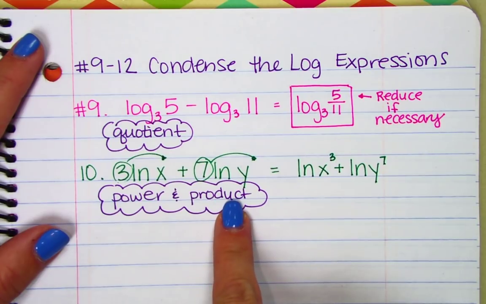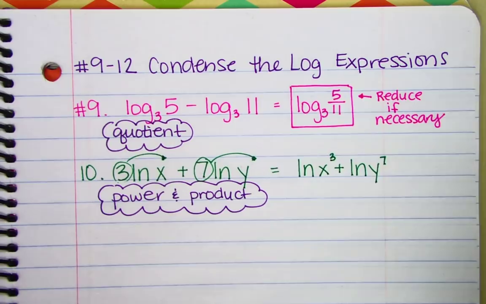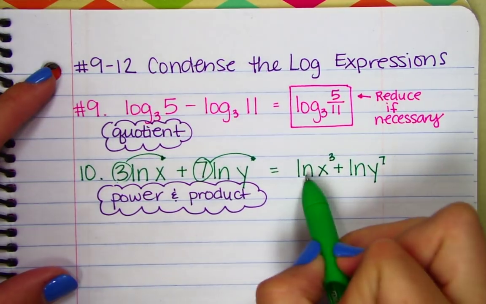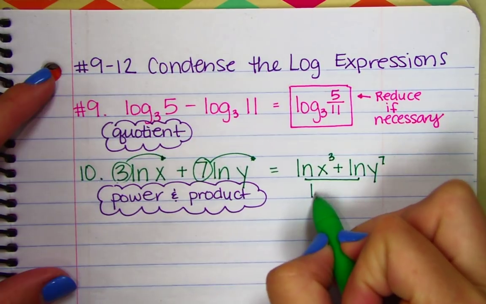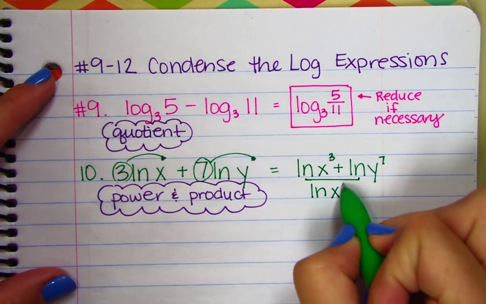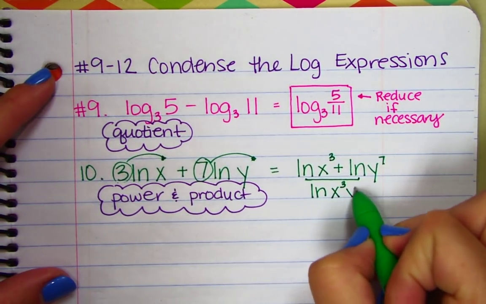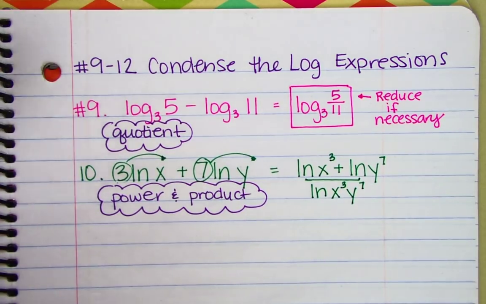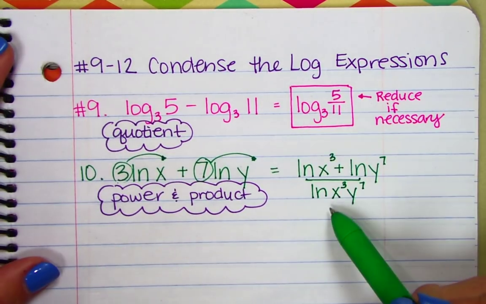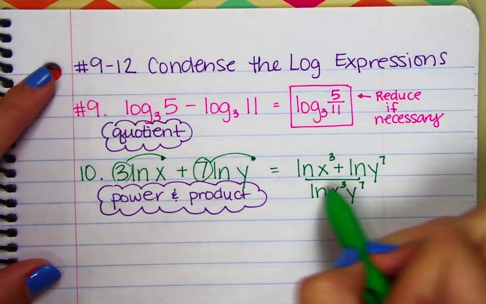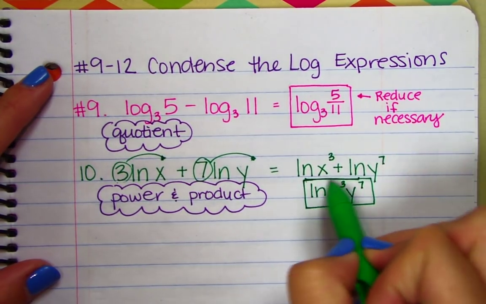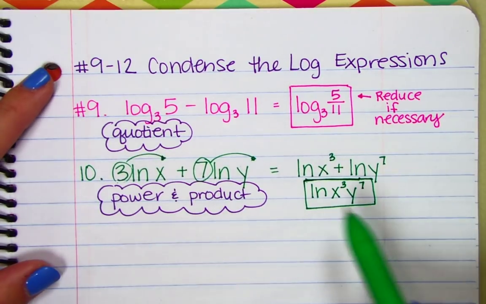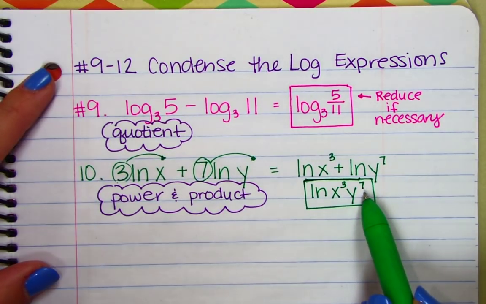The product property, that's where we added. Remember, that was multiplying. Product is multiplying. So we are only going to have 1 natural log in our answer. And we'll have x to the 3rd power times y to the 7th power. We condense it down to just 1 natural log in our answer. And that is our total answer here. Natural log of x cubed times y to the 7th.